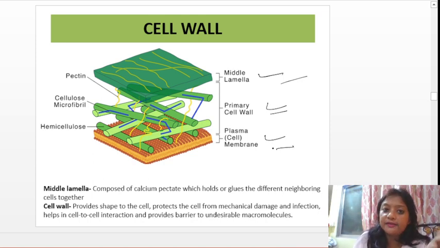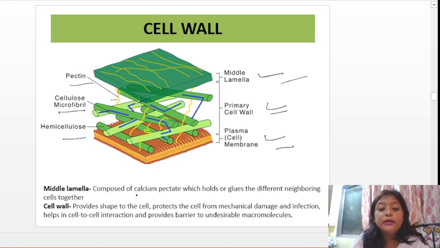The cell wall is present only in plant cells, not in animal cells. In the cell wall you can see a network of cellulose microfibrils embedded inside a network of pectin and hemicellulose. Inside it, the cellulose microfibril is present. The middle lamella is composed of calcium pectin. What does it do? It helps to hold one cell wall with the neighboring cells.